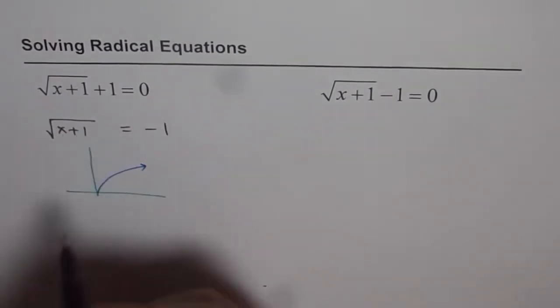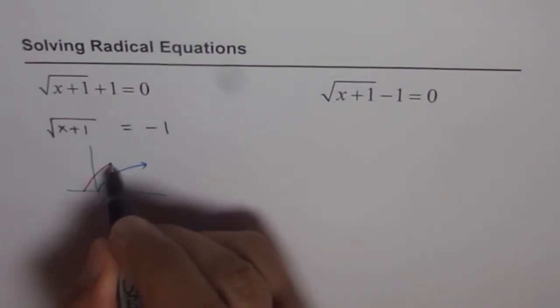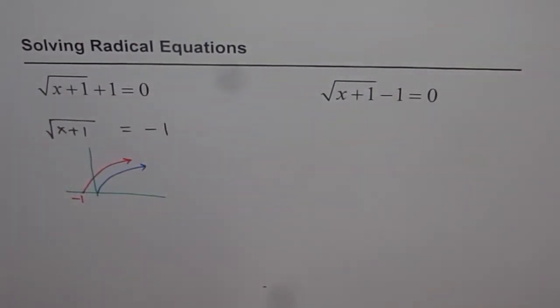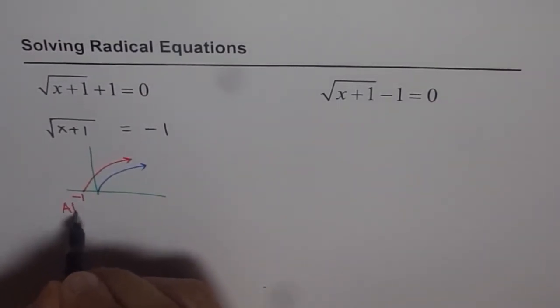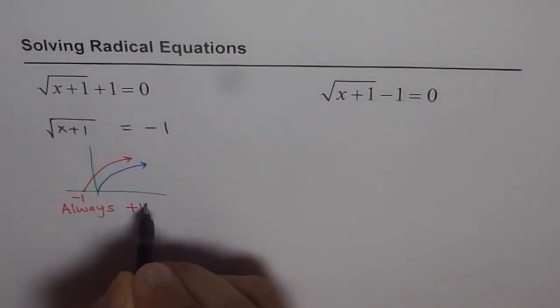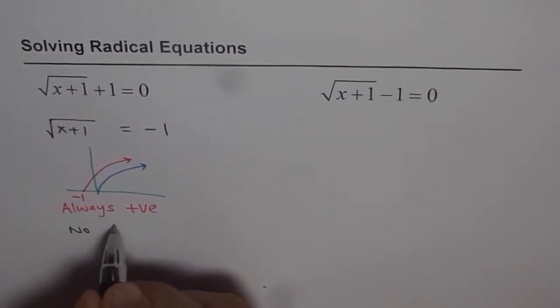If it is x plus 1, it basically moves 1 unit to left, right? So the graph will be kind of like this, where this point is minus 1. As you can see, it is always positive. So it is always positive, right? And therefore, we have no solution to this equation, and so we say no solution.